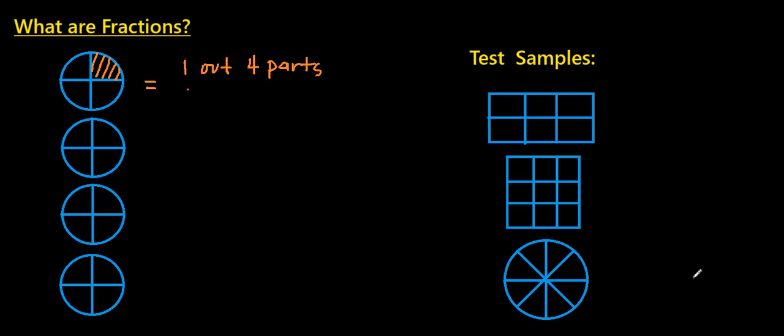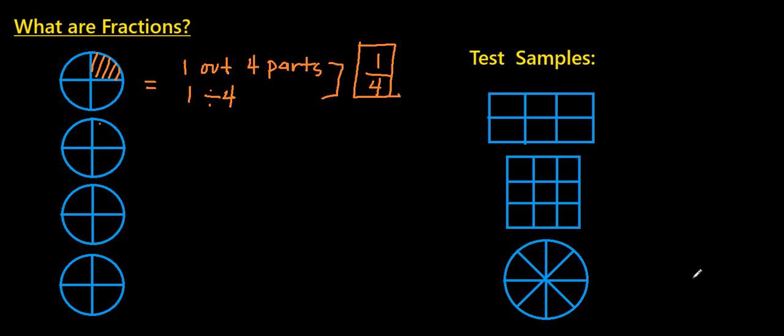We can also write it into form 1 divided by 4, and this is also equivalent to a fraction of 1 over 4. And this is how you write fraction 1 over 4.